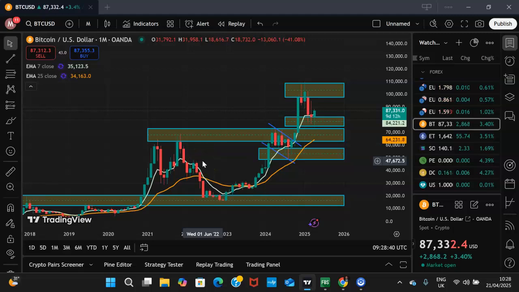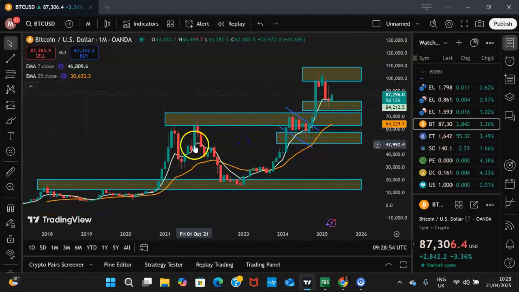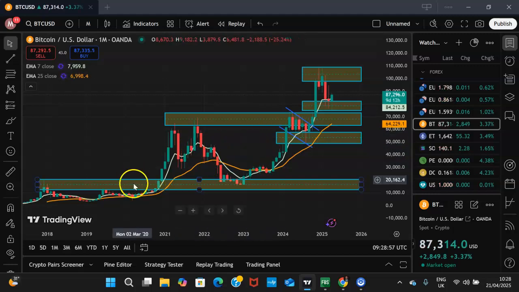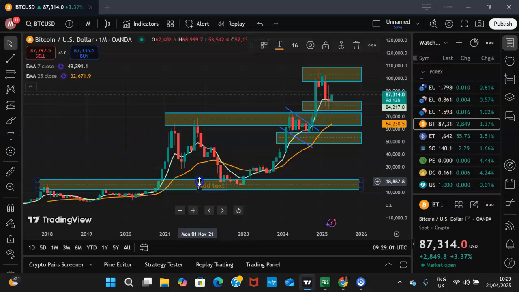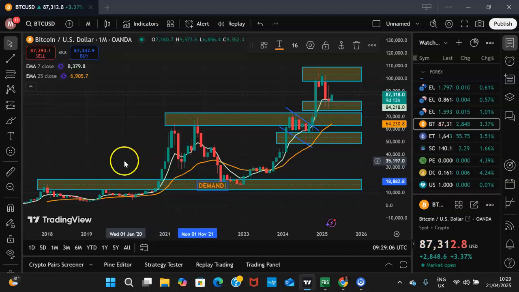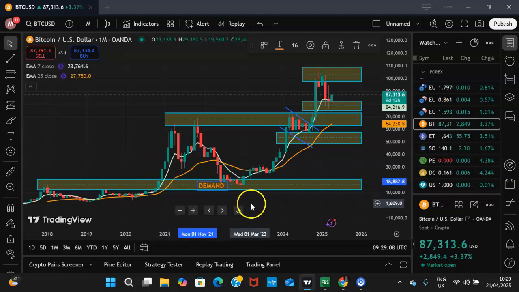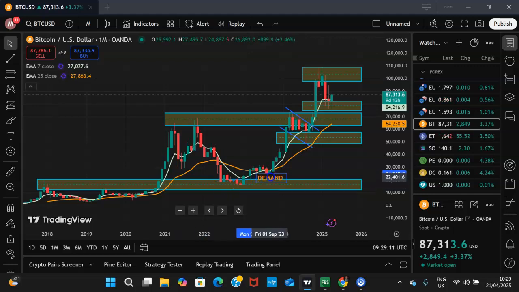Now, the way I like to do my analysis, based on the request from one of the fans on our YouTube channel, I start by identifying my zones. Now, what are my zones? Zones are those areas of significant interest. It could be your demand, like this one here. It could be your supply. This is our demand zone here.